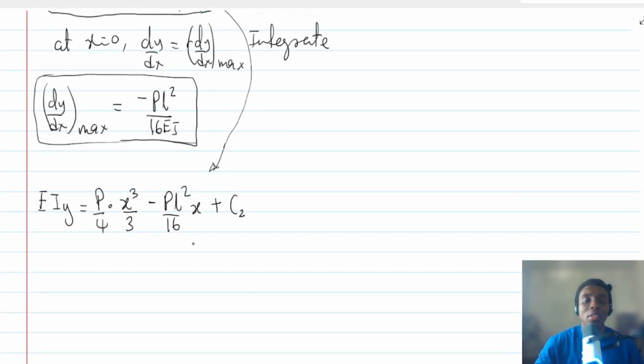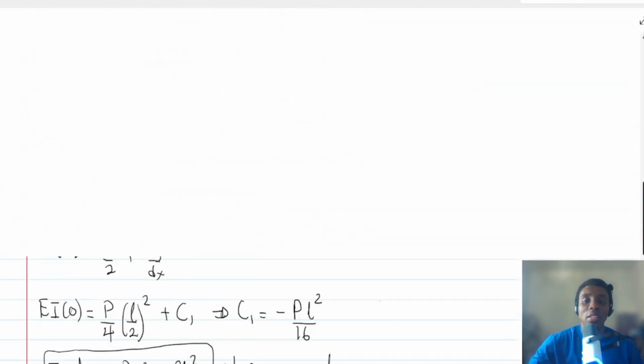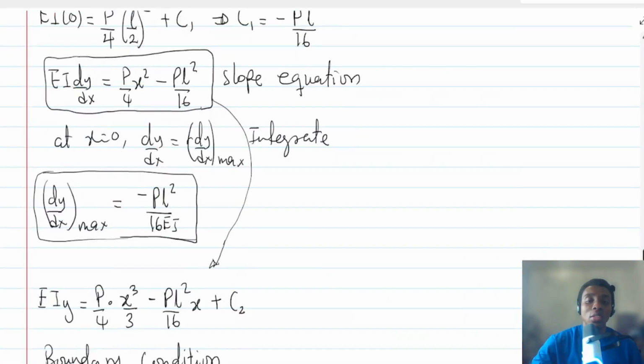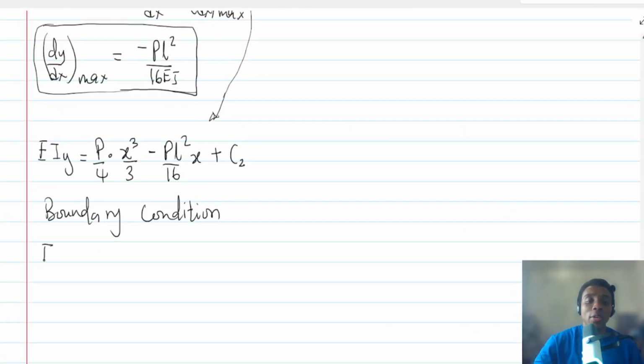Now at this juncture, once you have this, all you are going to do is look at the boundary condition again. So what is happening between x and y? That's what we are interested in. Like I said already, at x equals 0, y is 0. Once you know this, you can go back into the equation and solve it. So we put x equals 0, y equals 0. Our boundary condition is that where x is 0, the deflection y is 0.